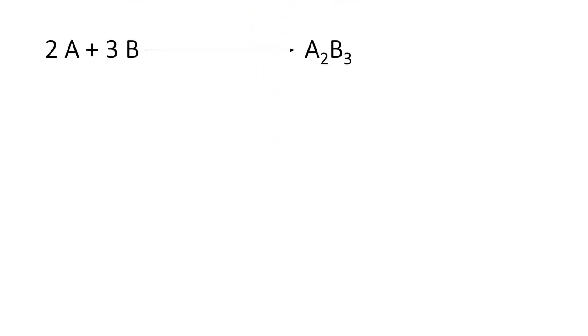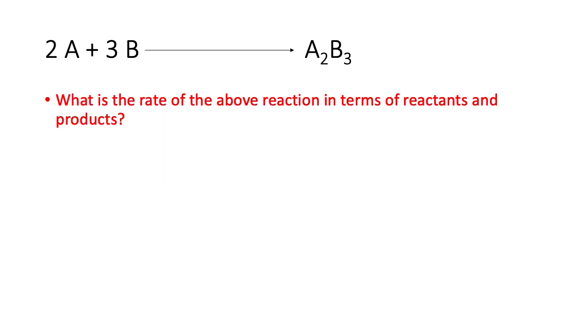Okay, the task for you now is to write the rate of a reaction given a hypothetical reaction. See, I've taken just 2A plus 3B giving me A2 plus B3. Now write the rate of this reaction with respect to the reactants and the products, the rate of disappearance of reactants or the rate of appearance of products. Pause the video, write the reaction, write the expression, and then check it. See, it will help to build your confidence.